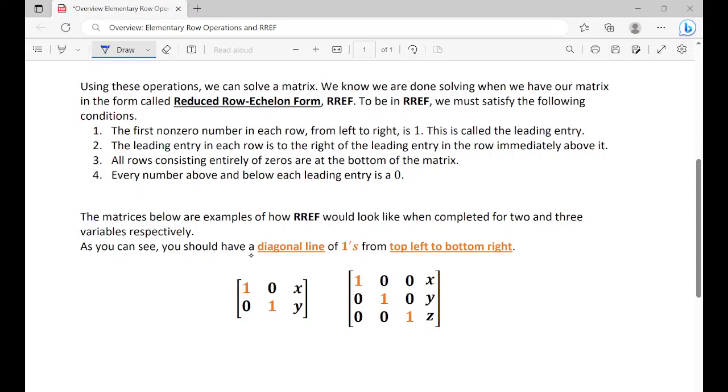As you can see, you should have a diagonal of 1s starting from the top left going to the bottom right. So if you have a matrix of 2 unknowns, you should have a diagonal of 2 1s like this, and then zeros here. If it's a system of equations with 3 unknowns, it should be 3 1s like this, and it should always be diagonal. So when you're in RREF, you will have a diagonal of 1s running from top left to bottom right, just like this on these two.